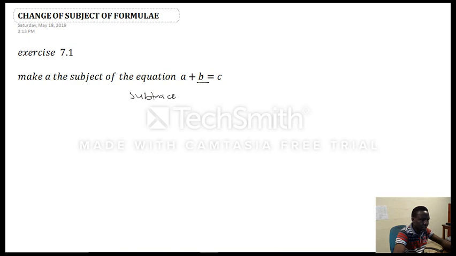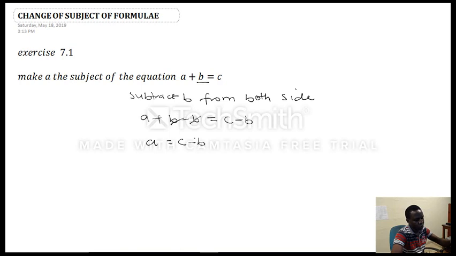subtract b from both sides. And when you do that, you are going to have a plus b minus b is equal to c minus b, of which we know that minus b plus b is 0 and a is equal to c minus b. So that's what you are going to have as a being the subject of the formula.